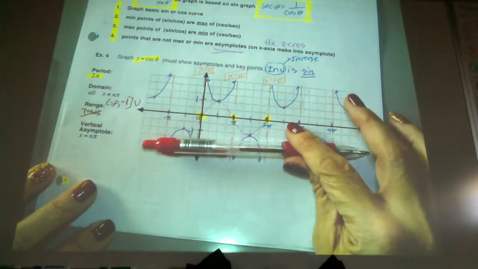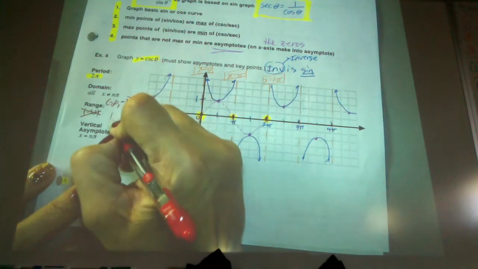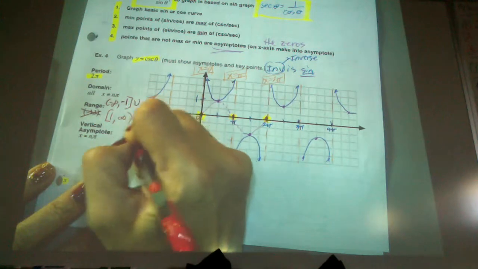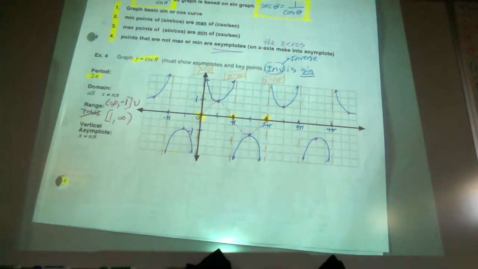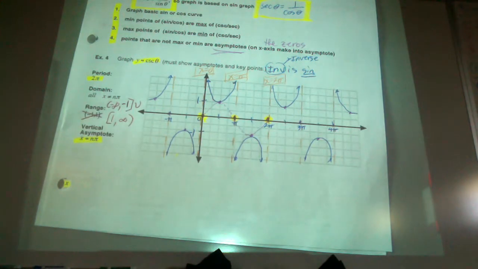And then we make a leap and land where? At 1. Do we include 1? Yes. I'm going to go to positive. So that's really good. And as you can see, your vertical asymptotes are going in the pattern of multiples of pi. Any questions on that?